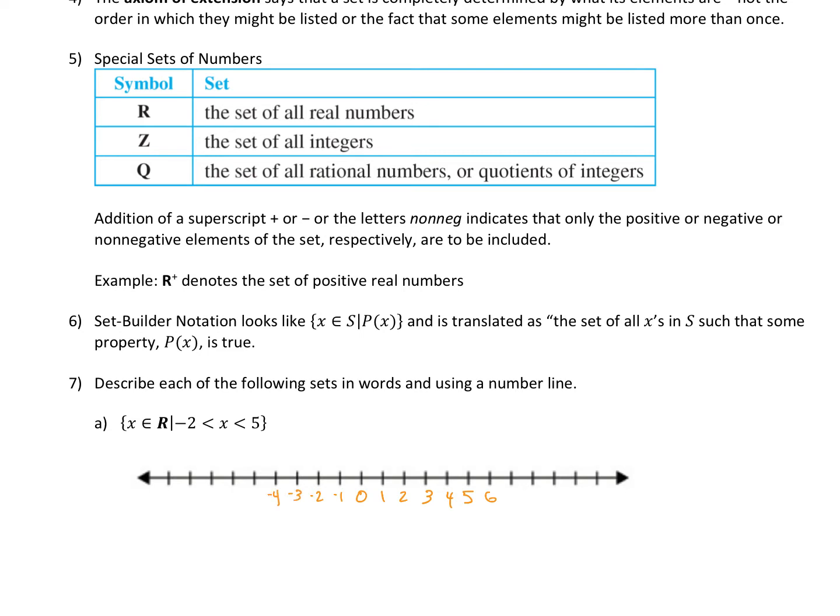It's good enough. Okay, so we're going from -2 to 5, all the numbers sandwiched between, not including the endpoints. So I'm going to put open circles at -2 and at 5, and shade the whole thing in between. So this would be all real numbers between -2 and 5. And then I should be careful to say not including -2 or 5.